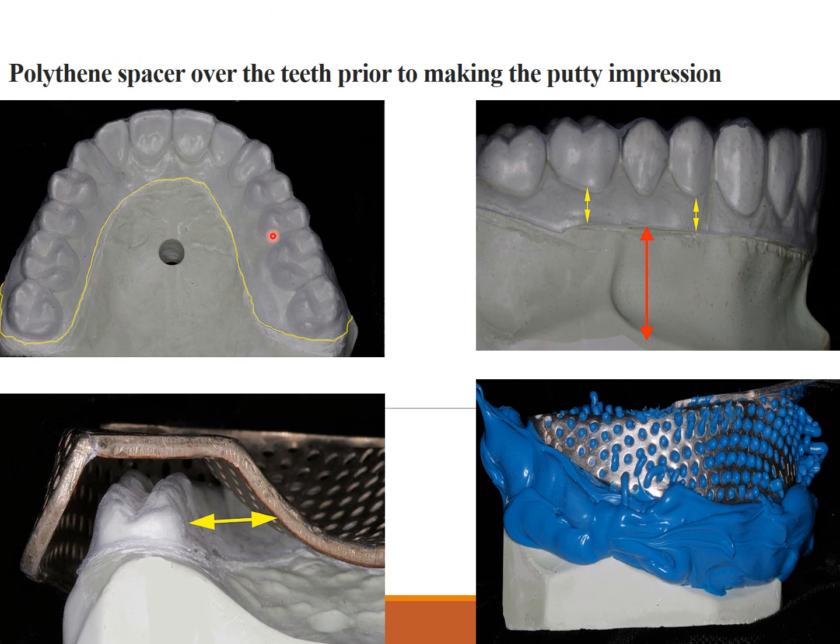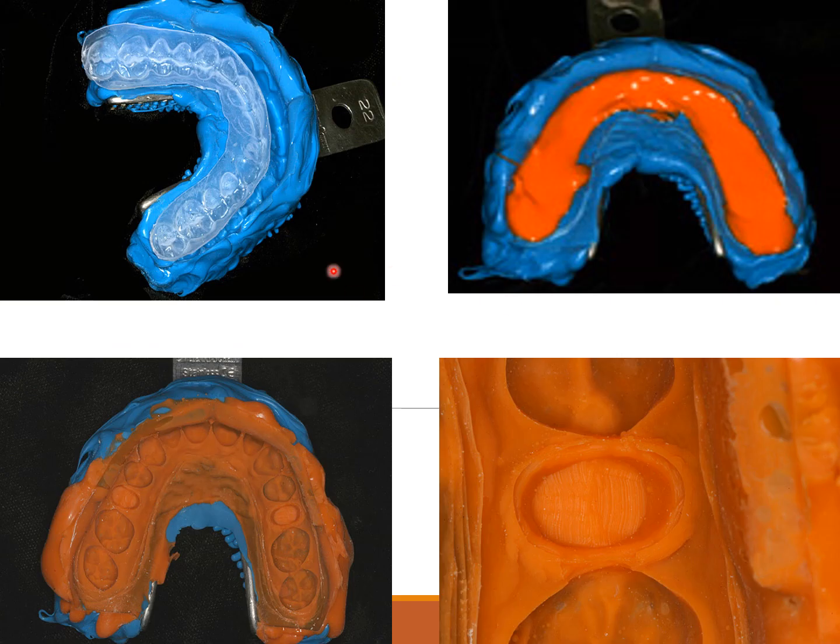So a polythene spacer is made. It can be any polythene spacer. For example, this is just the mouth of the patient, and then you take a heavy body on top. Then the polythene spacer is removed, and then you load the light body, replace it back, and then you can see the accuracy. So they've just taken a model as an example.